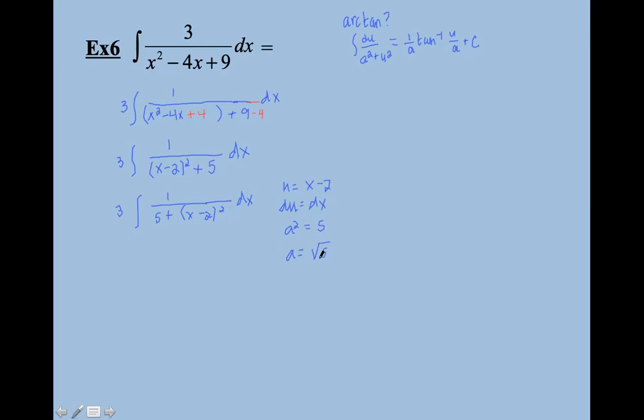All right, so now I'm going to find my antiderivative of this. If you want to put this in terms of your u and your a, you can. All right, so I'm going to rewrite this, and I'm going to go ahead and put it with the u's. So this turns into 3 times 1 over, our 5 is a squared plus u squared.